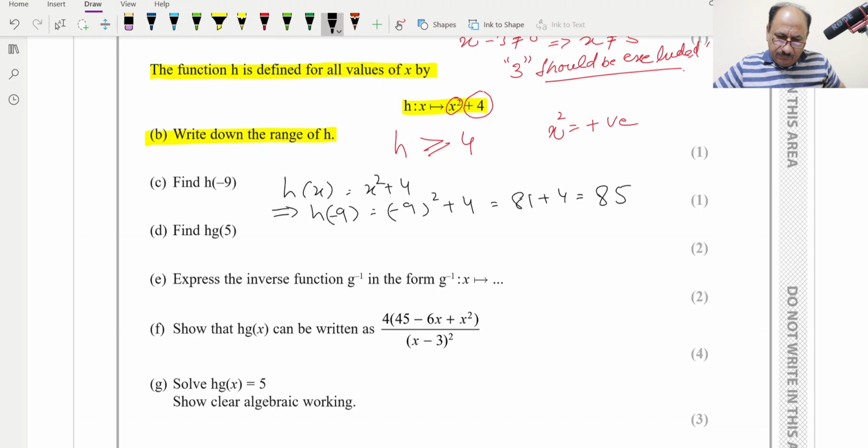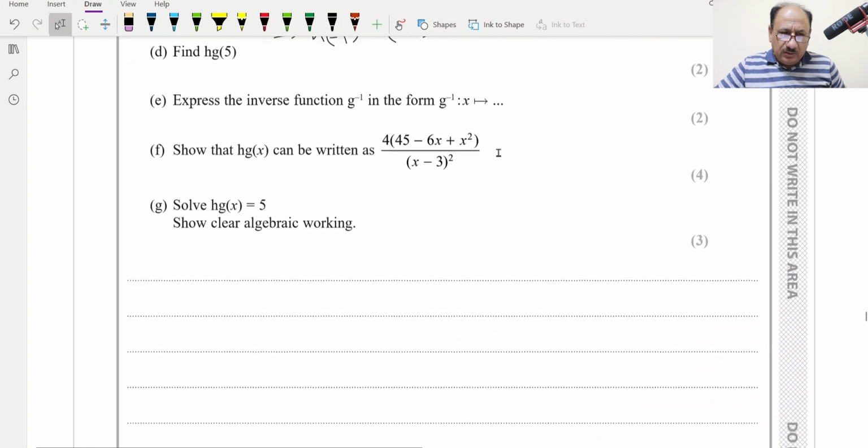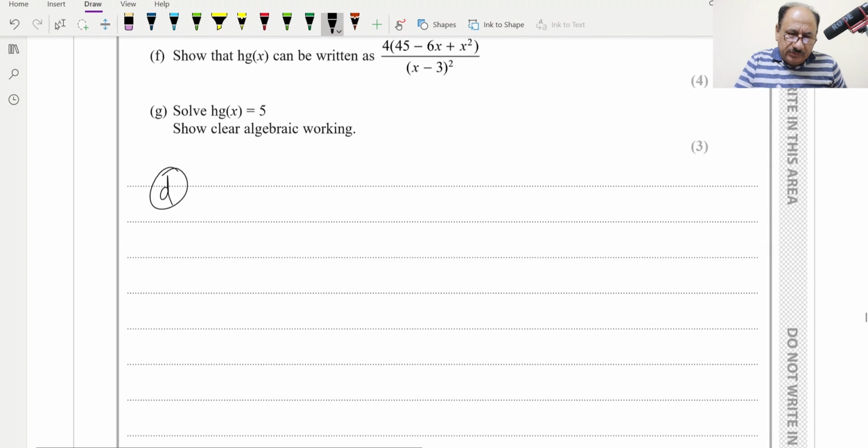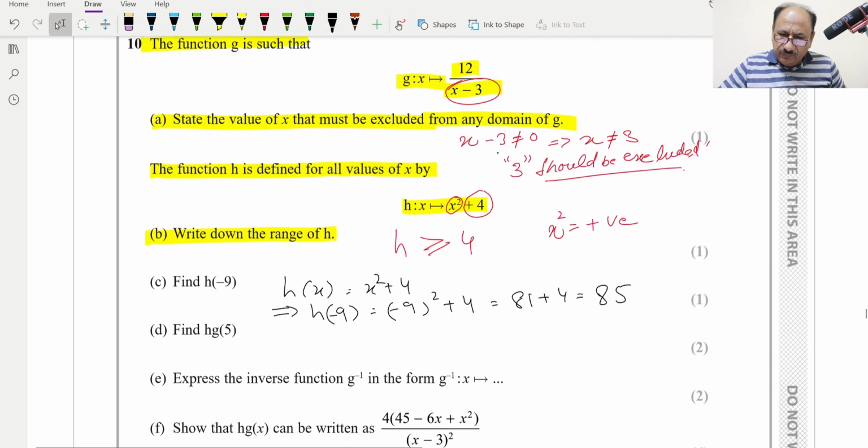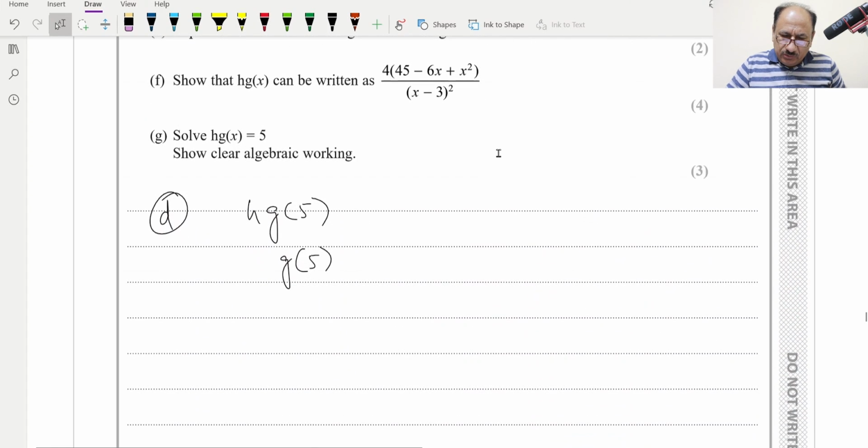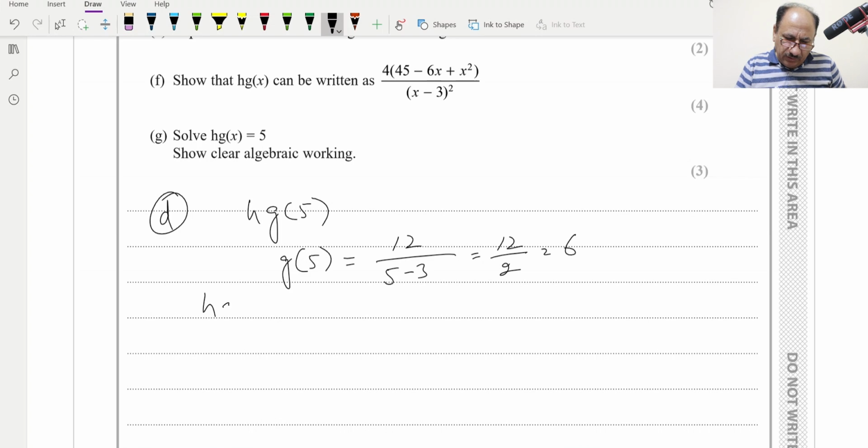H of g of 5, this D part we can solve over here. First we need to find h of g of 5, so first of all we will find g of 5. For that, g of x is 12 over x minus 3. So 5 minus 3, this will be equal to 12 over 2, which is equal to 6. Now h of g of 5 will be h of 6.